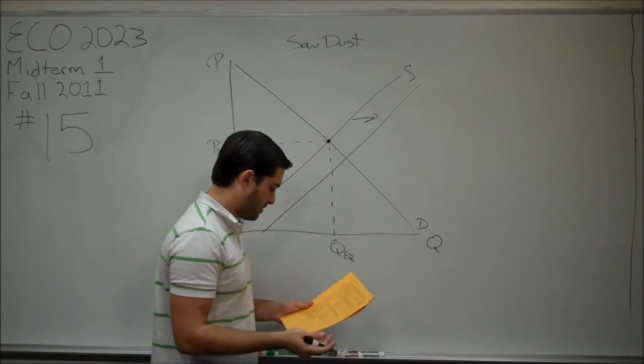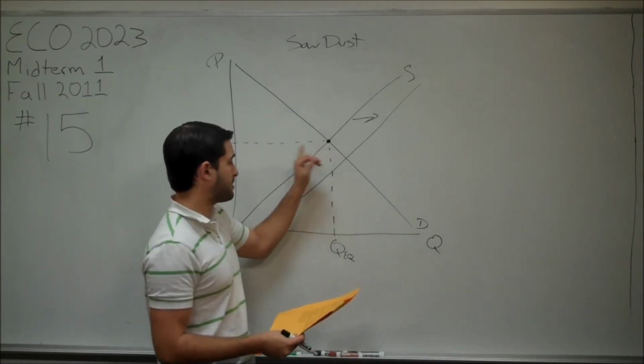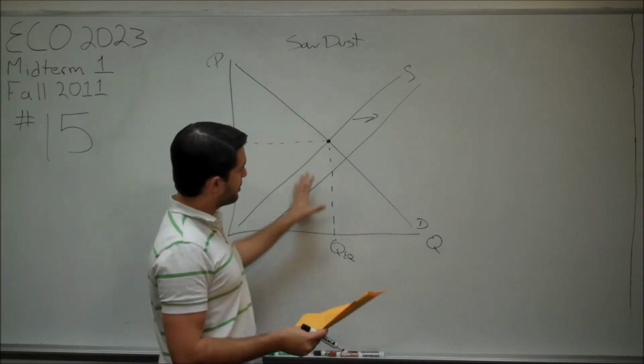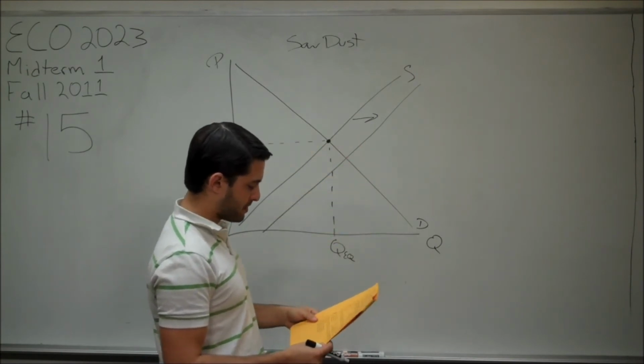And it's only asking you what's happening to the supply or demand curves. It's not asking you for the price or the quantity. So just knowing that the supply increases is enough to answer this question, which is C.